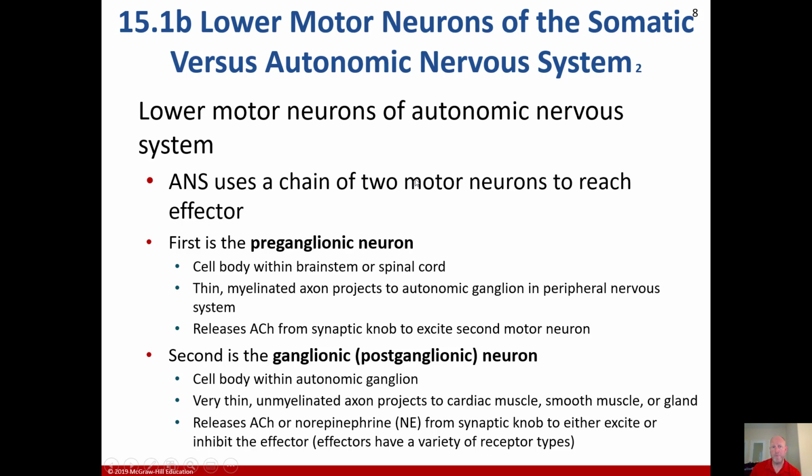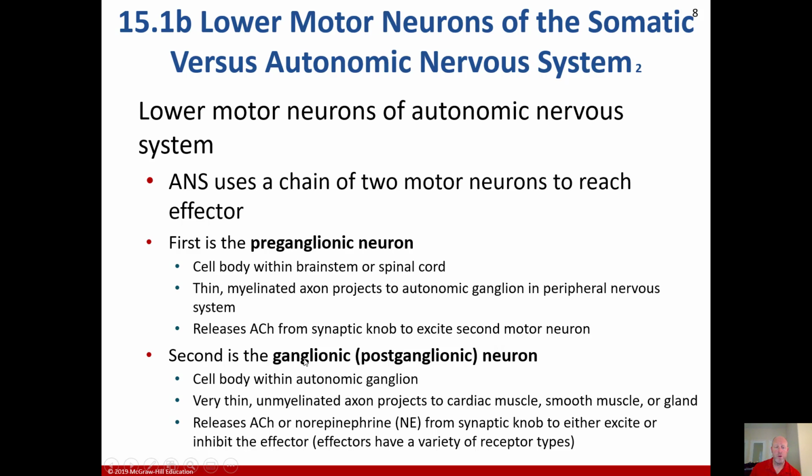You know that, 1 for somatic and 2 for autonomic. Two neurons to reach the effector, and you need to know the preganglionic and the postganglionic neuron here. The first is the preganglionic neuron, which has a cell body within the brainstem or spinal cord. It has a thin myelinated axon that projects to the autonomic ganglion in the peripheral nervous system, to the second neuron, the postganglionic neuron. And it releases acetylcholine from the synaptic knob to excite the second motor neuron.